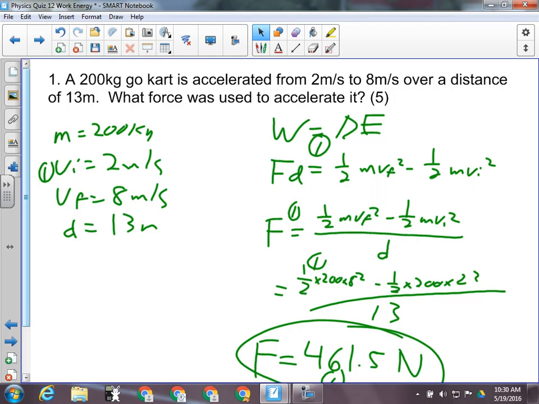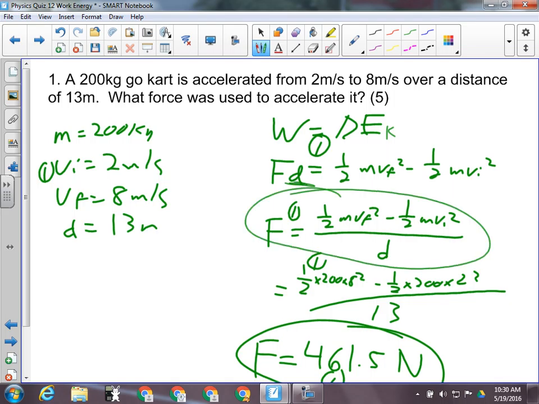They should have K there, yeah. It should look like that, actually. Okay, and then our manipulation to get force by itself is to divide both sides by distance and bring it over here. So another mark if they've got it manipulated correctly.